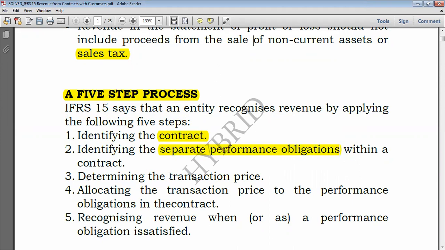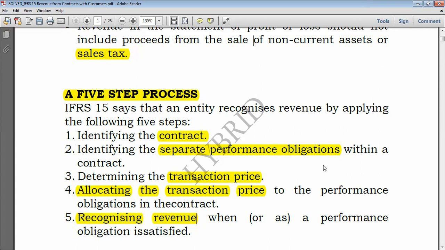And then the third one, determine the transaction price. I think I've illustrated all this already. And then allocate the transaction price to the performance obligations in the contract. You allocate your transaction price to performance obligations in the contract. After doing that, each performance obligation would be mapped to its respective transaction price. And so you could recognize revenue now when or if the performance obligation is satisfied. So we say here, recognizing revenue.